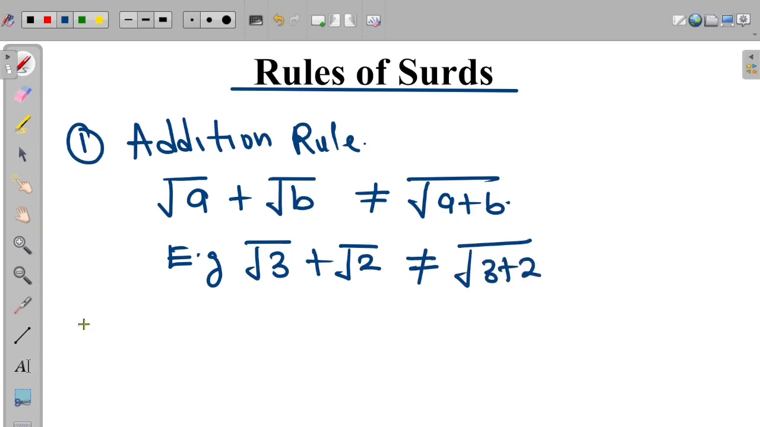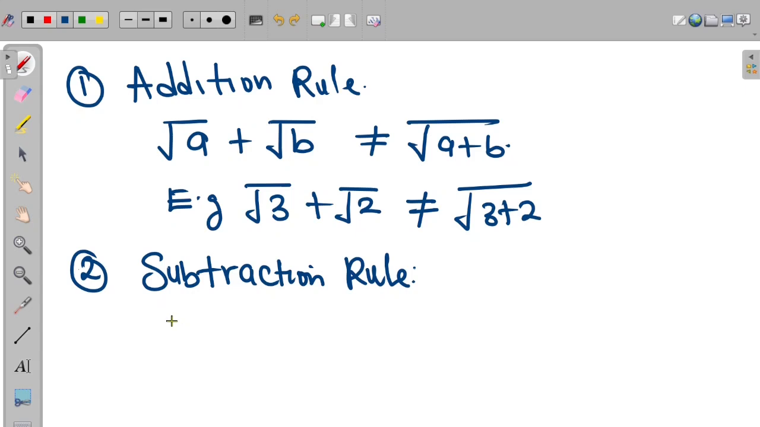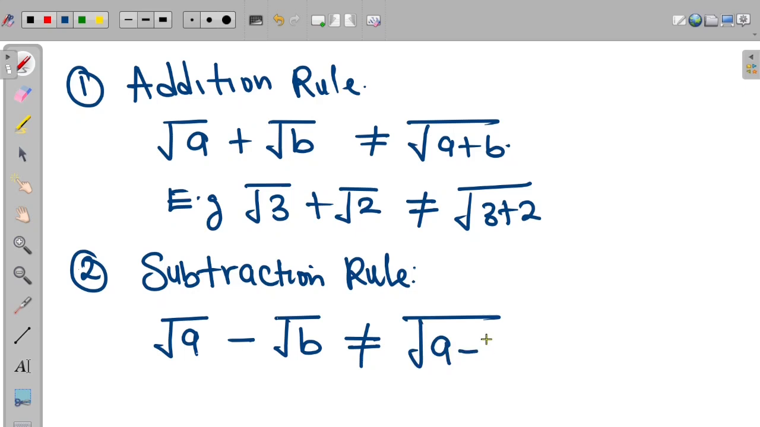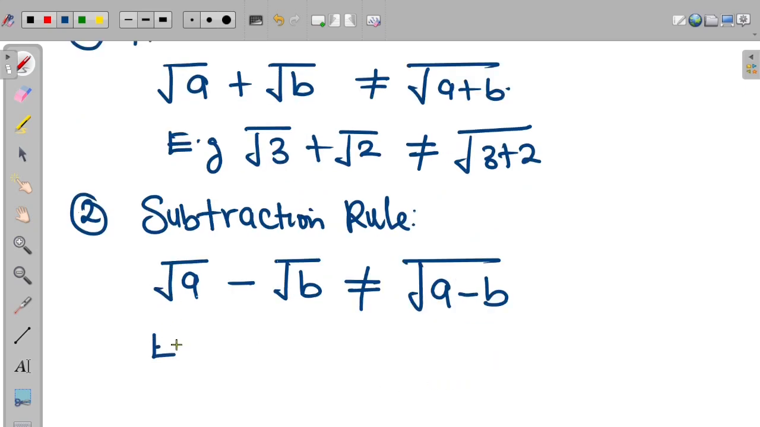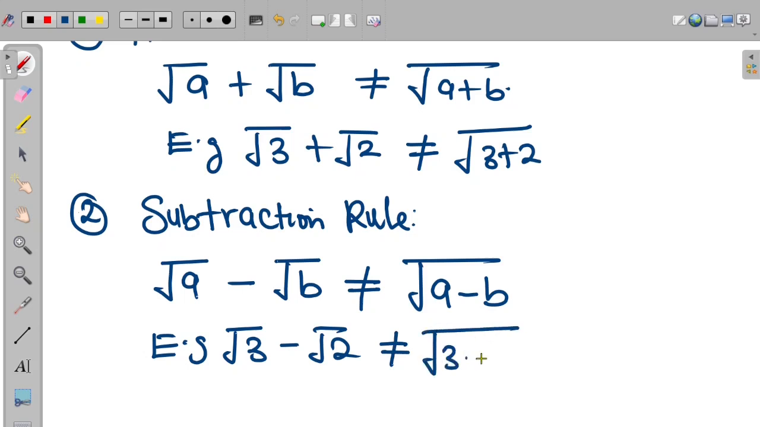Now, let's take the second rule, which is the subtraction rule. So the rule says that if I have a surd, let's say root A, minus another surd, which is root B, this is not equal to root of A minus B. So for example, if we have root 3 minus root 2, this is not equal to root of 3 minus 2.